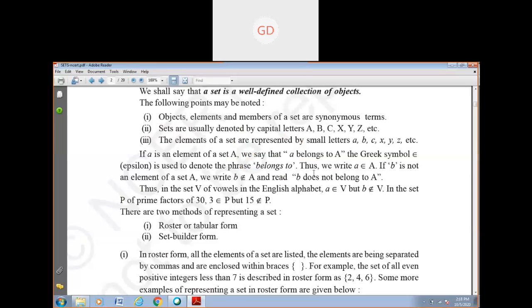Epsilon is the name of the symbol, and it is read as "belongs to." You see here, a is an element of a set, and we say that a belongs to A. Capital A is the set and small a is its element. So we simply read it as "a belongs to A," but it is written as a epsilon A. Epsilon is a symbol from the Greek letters. So it is symbolized as a epsilon capital A.